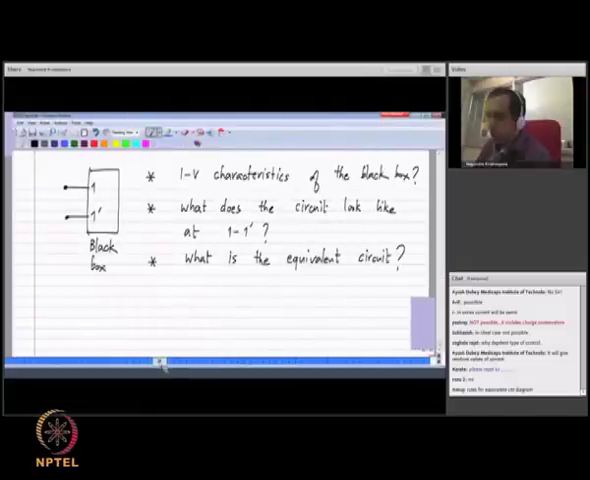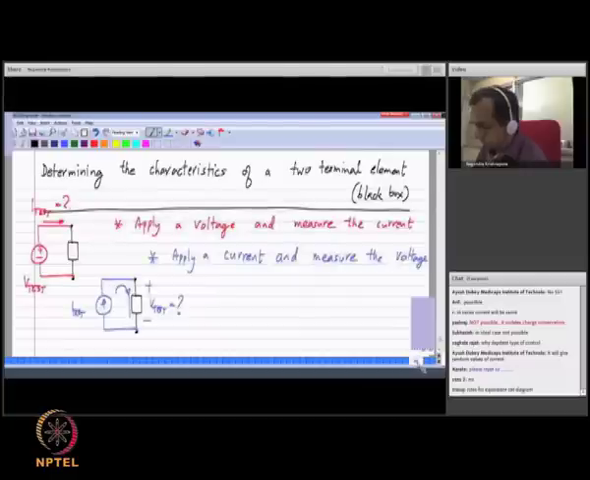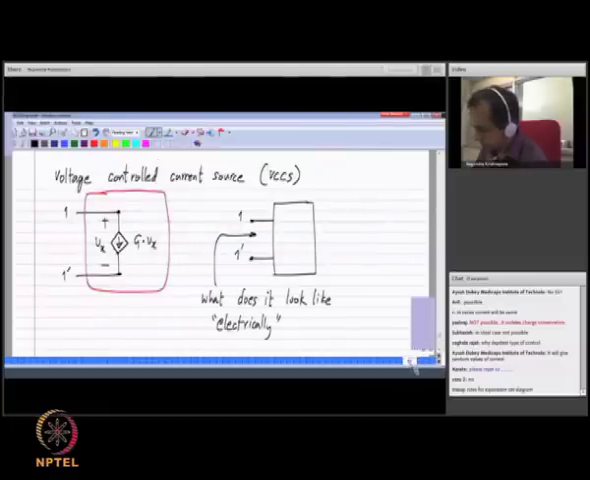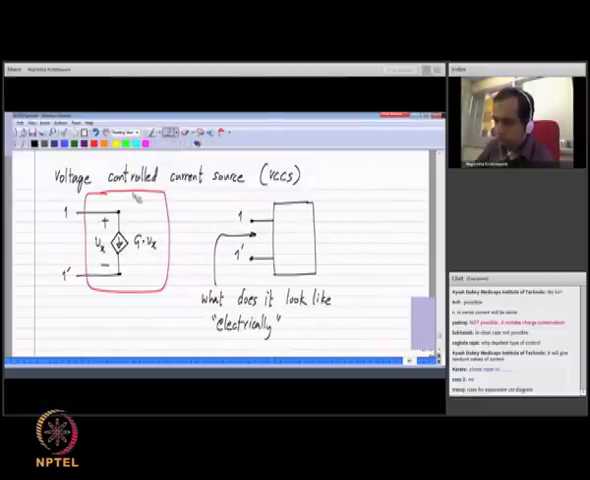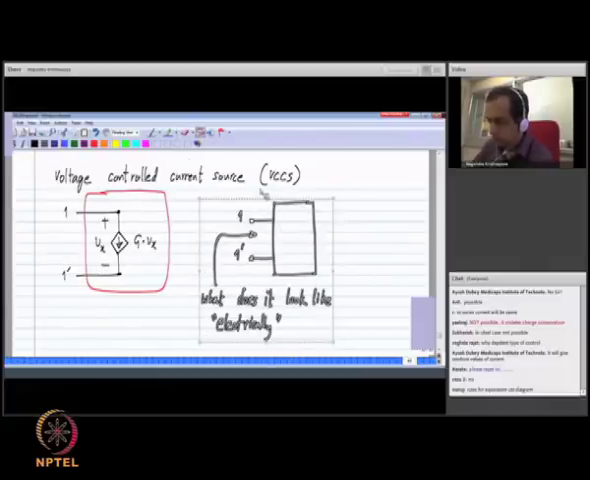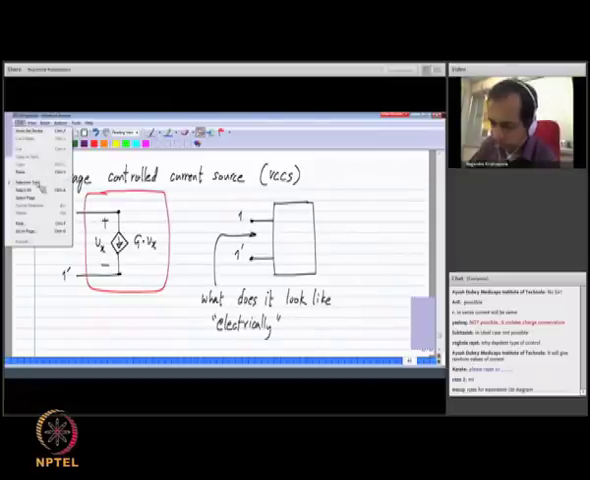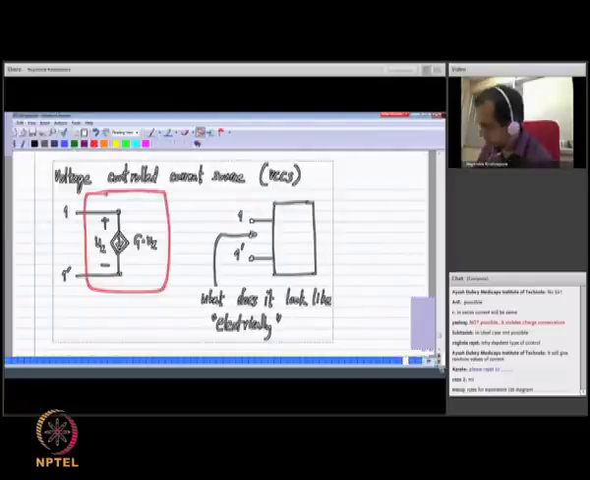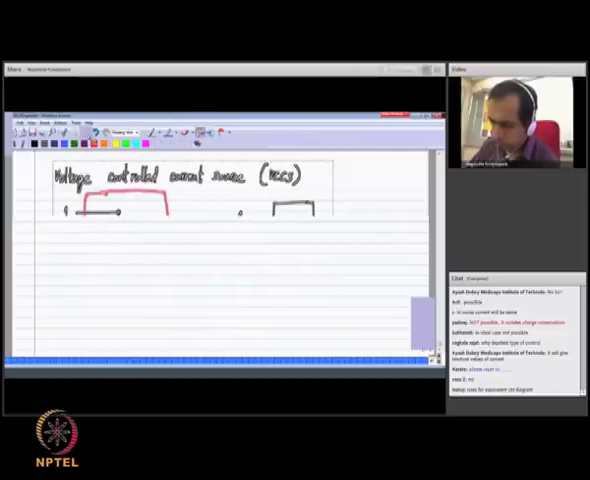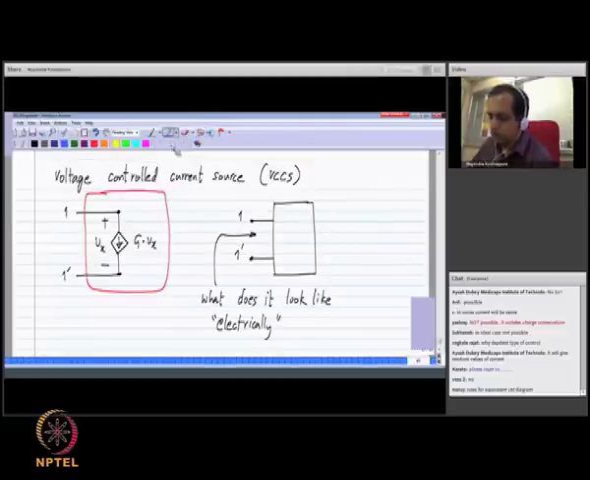Now with this background, let me go back to my earlier question, which is, I have this circuit, and it is inside this black box. And it has 2 terminals, 1 and 1 prime. Now my question is, what does this look like electrically? Or what are the IV characteristics looking into 1 and 1 prime?